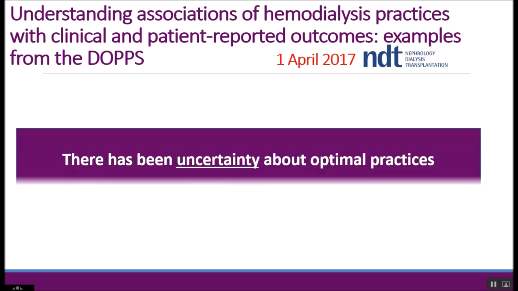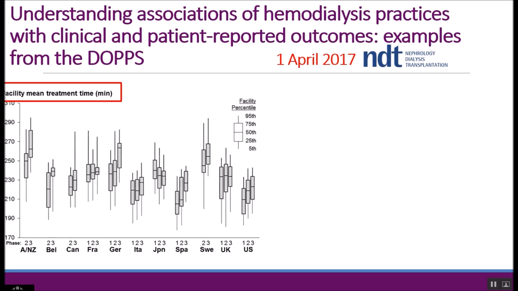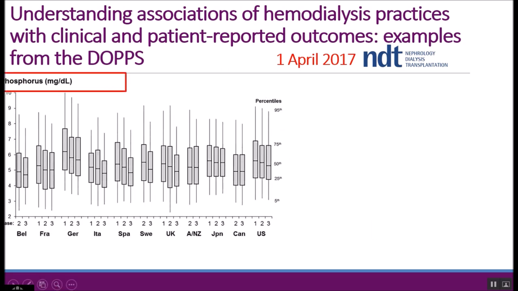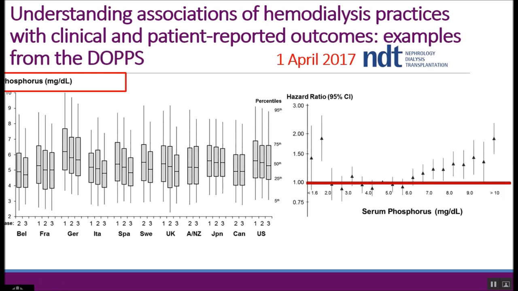From the DOPPS study, many markers of survival have been identified, including time; more prolonged time is associated with better survival. Serum phosphorus has a U-shaped pattern. High serum phosphorus is associated with higher mortality, and so is lower serum phosphorus, because it reflects the nutritional status of the patient. So it is a U-shape. Optimal serum phosphorus is in the middle.